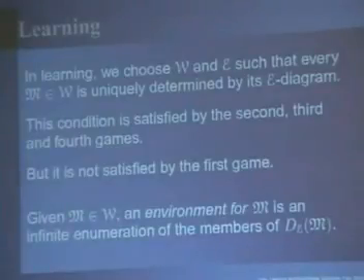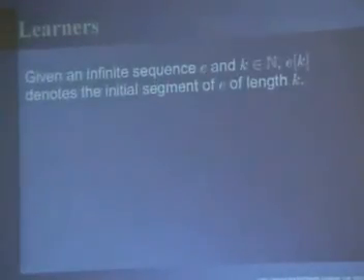So how do we define learners? Given an infinite sequence E and a number k, by E|k we denote the initial segment of E of length k. So E|k is basically the data that is available at any given time to a learner. E is the environment, the potential abstract infinite sequence of data. But the machine is not going to operate on an infinite sequence of data. It is only going to operate on a finite segment of this, and E|k denotes the initial finite segment of length k.